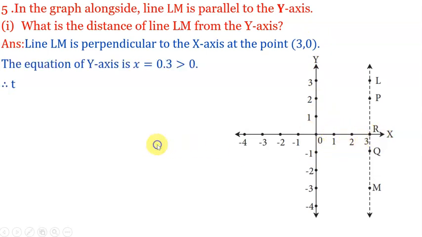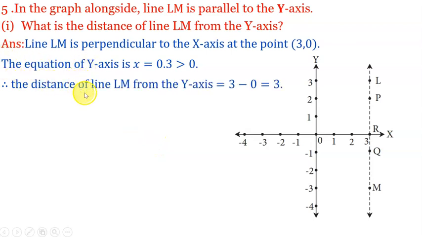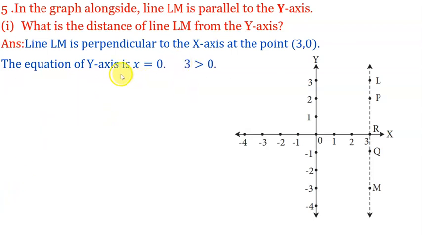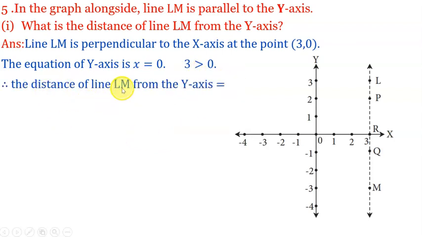Okay, therefore the equation of the y-axis is x equals 0, and 3 is greater than 0. Therefore the distance of LM from the y-axis is 3 minus 0, which equals 3.